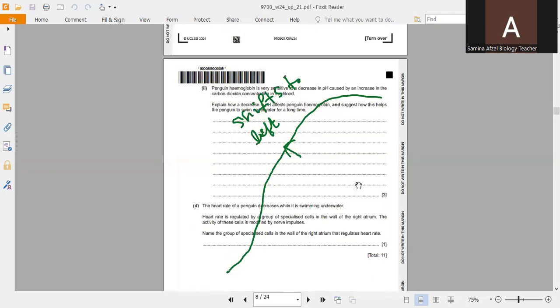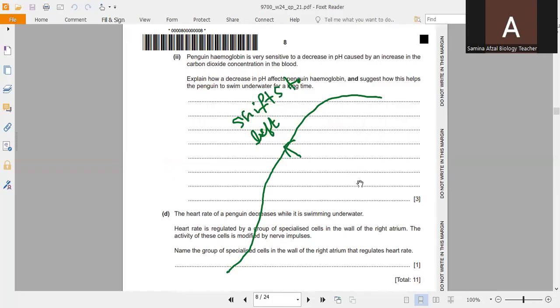And the next question is, penguin hemoglobin is very sensitive to decrease in pH caused by an increase in the carbon dioxide concentration in the blood. Explain how a decrease in pH affects penguin hemoglobin and suggest how this helps the penguin to swim underwater for a long time.